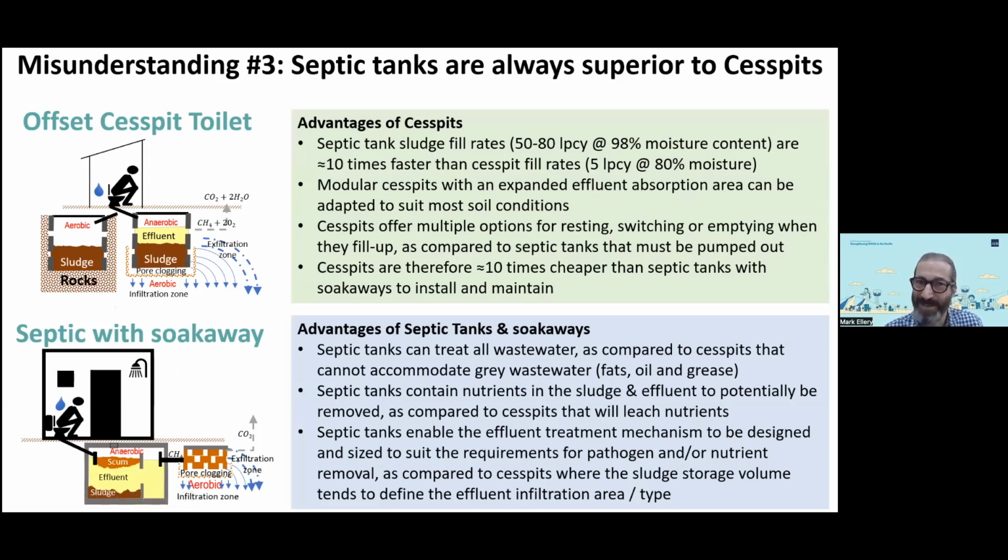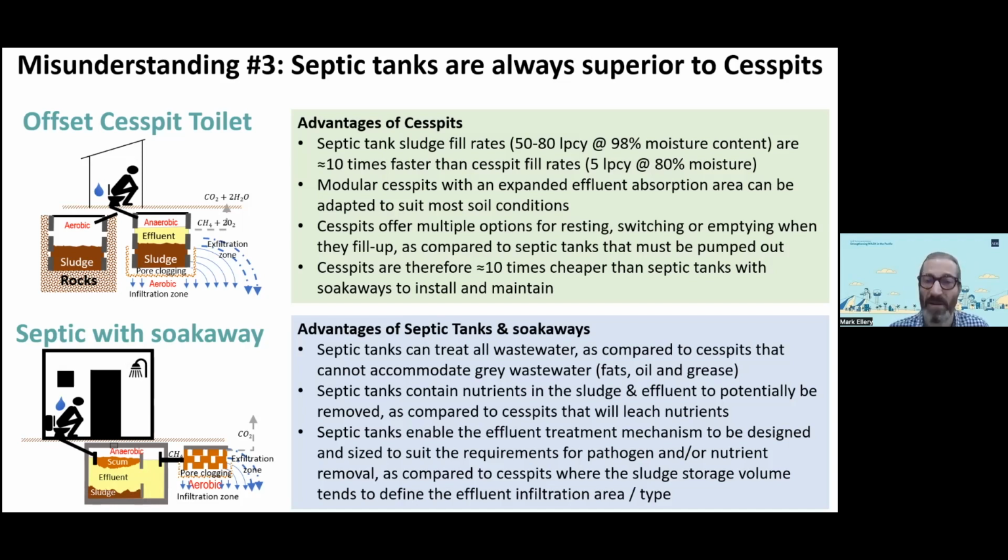Which brings us to this kind of misunderstanding, that septic tanks are always superior to cesspits. And what we've seen here is that in certain settings, cesspits offer a low capital cost and a low O&M cost as compared to septic tanks. They also offer a low emptying option, or an option where, if you don't have tanker trucks, you can manage your sludge.